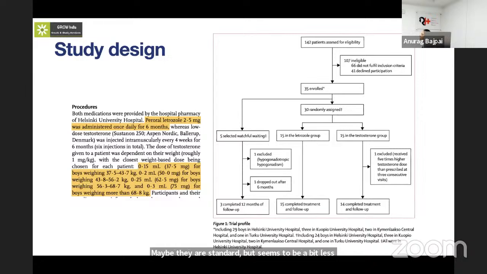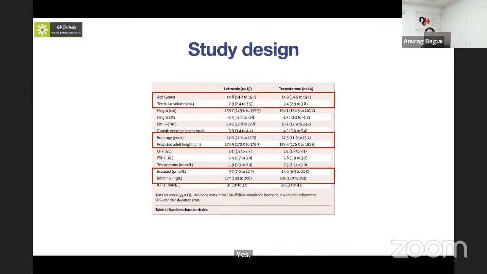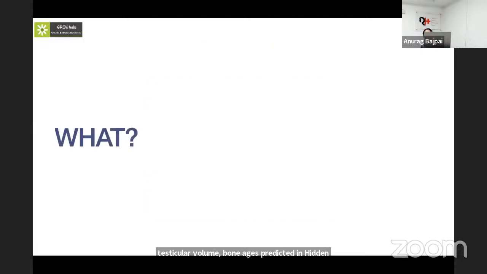Yeah. So the intervention was done for 6 months, and then the children were followed up for 6 more months after stopping the intervention. And they gave 6 injections. So testosterone was given as 4 weekly injections. Both groups had similar age, testicular volume, bone ages, predicted adult heights, estradiol, and inhibin B levels at outset.